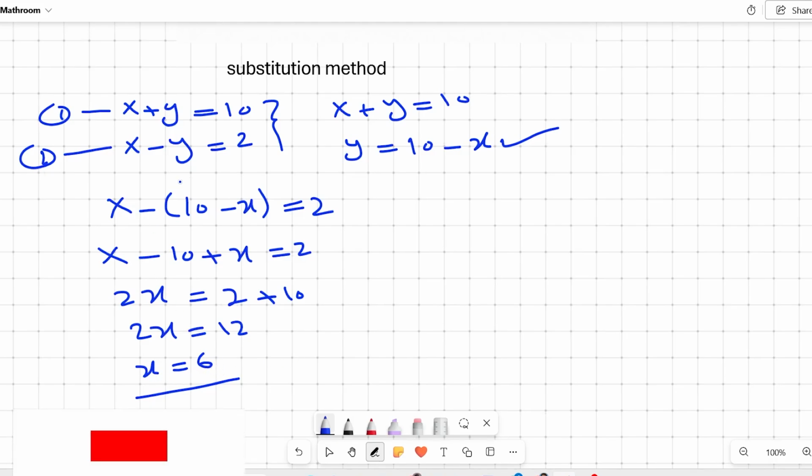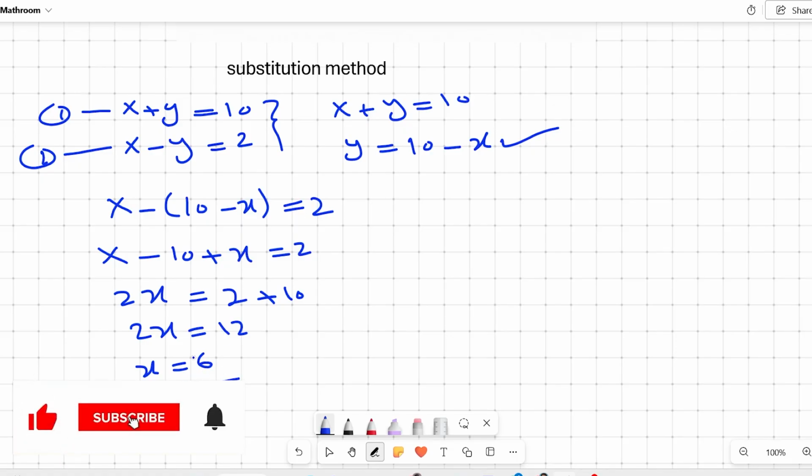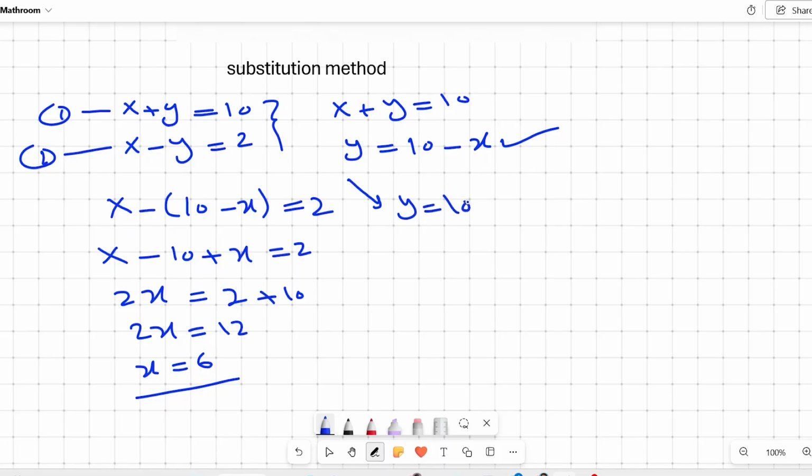So now the value of x is 6. In order to find the value of y, we can place the value of x in equation 1, in equation 2, or here. But I recommend you simply place the value of x in this expression. So y is equal to 10 minus 6, which is 4. So the value of y is 4 and the value of x is 6. These two values, 6 and 4, should satisfy both equation 1 and equation 2.